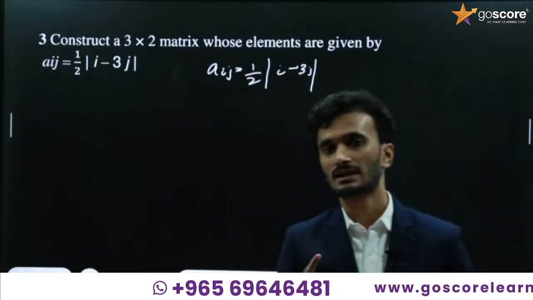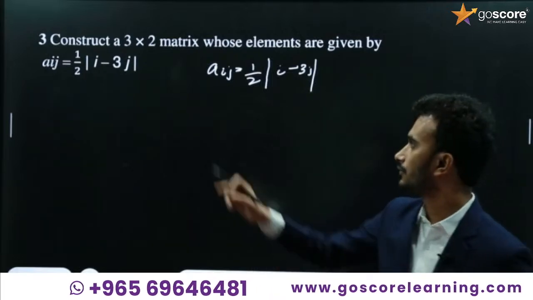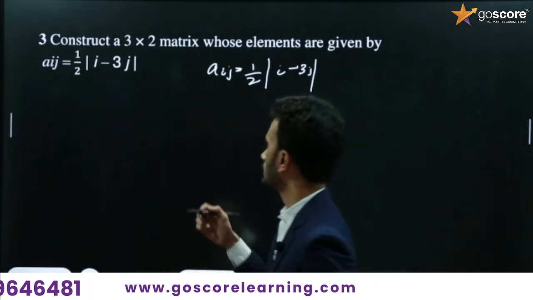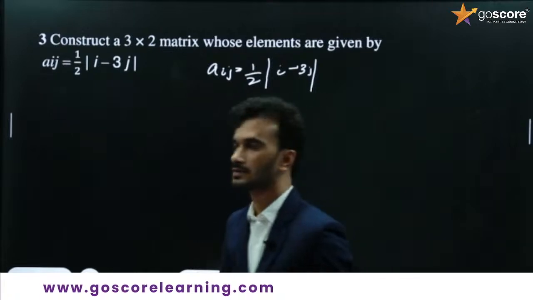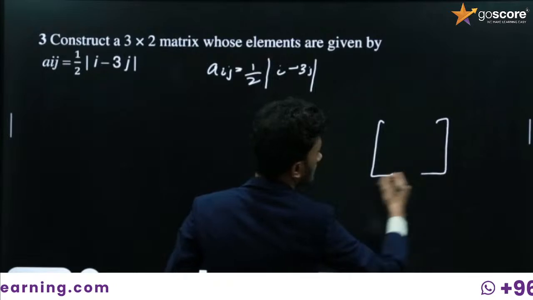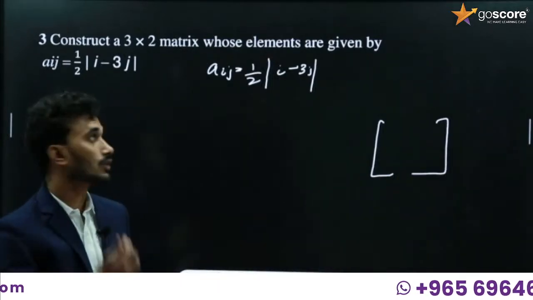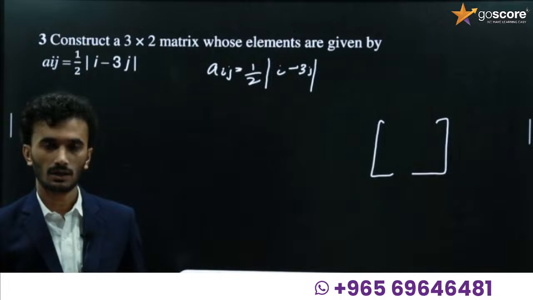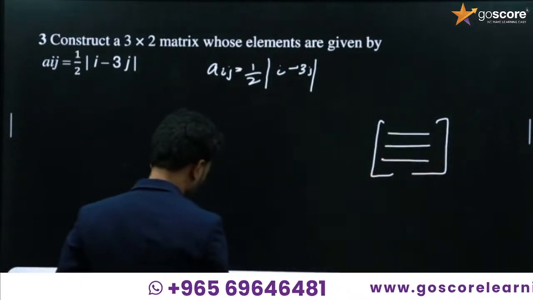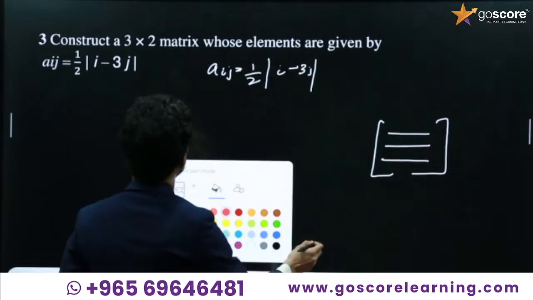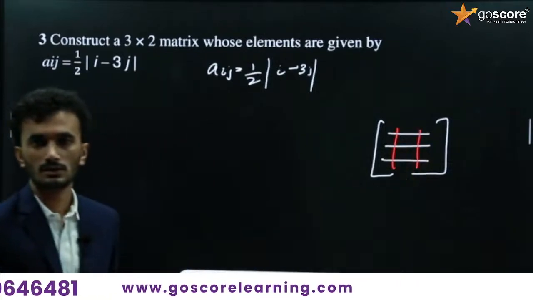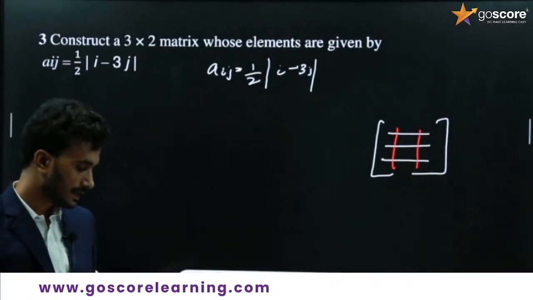So how many rows are there? First one is row. M is equal to 3 and N is equal to 2. So there are three rows and 2 columns. So 1, 2, 3. Then how many columns? 2 columns. So 3 rows and 2 columns.